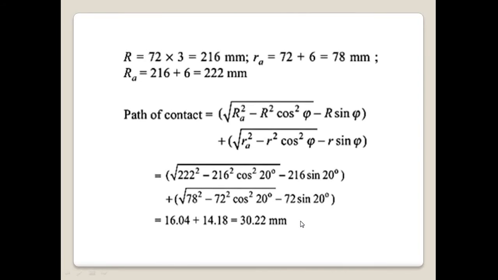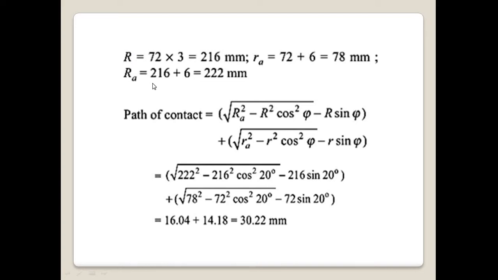Next, we are going to find capital R. So capital R is 72 into 3. Earlier I told that the gear ratio G is equal to R divided by r. The R is first in the numerator, it must be a capital R, and in the denominator there must be a small r.